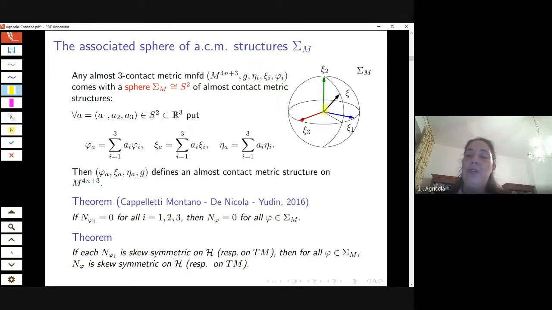Because if you take your three Reeb vector fields, xi1, xi2, and xi3, obviously these are just three orthogonal vectors on a sphere of vectors of length 1. So I get a sphere S2 of structures where I see quickly that for any vector a on the sphere, the linear combination of the phi i's corresponding to the vector, which just yields that I take the corresponding linear combination of my three orthogonal Reeb vector fields, will define, again, an almost contact metric structure. So every vector psi on this sphere has an associated almost contact structure, right?